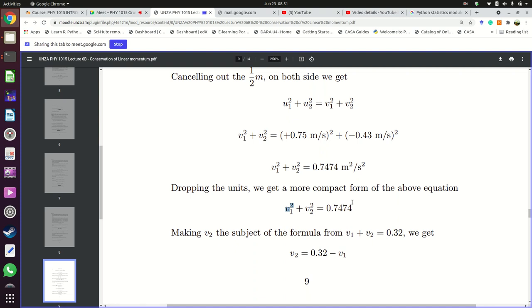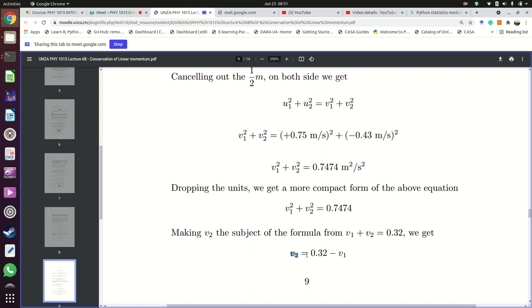So these two equations we have come up with. The first one, from enforcing conservation of linear momentum. The second one, from enforcing conservation of kinetic energy. With these expressions, it becomes possible for us to find out what v1 and v2 are. And how are we going to do that? We are going to use the first one, v1 plus v2 equals 0.32, and rewrite it as v2 is equal to 0.32 minus v1.